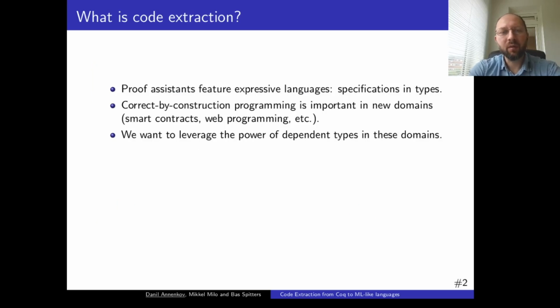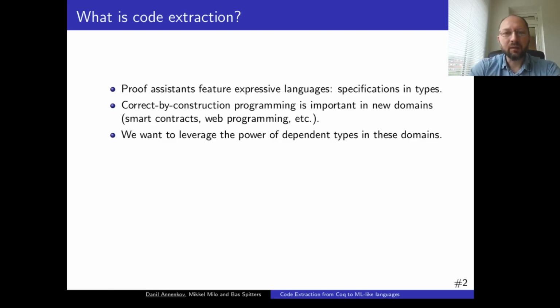Before I start explaining our approach, I would like to say what code extraction is. Proof assistants feature expressive languages often based on dependent types, which allow us to write specifications of programs directly in types. That facilitates correct by construction programming, which is important in new domains such as smart contracts and web programming. And we would like to leverage the power of dependent types in these domains. But implementing a dependently typed programming language is hard.